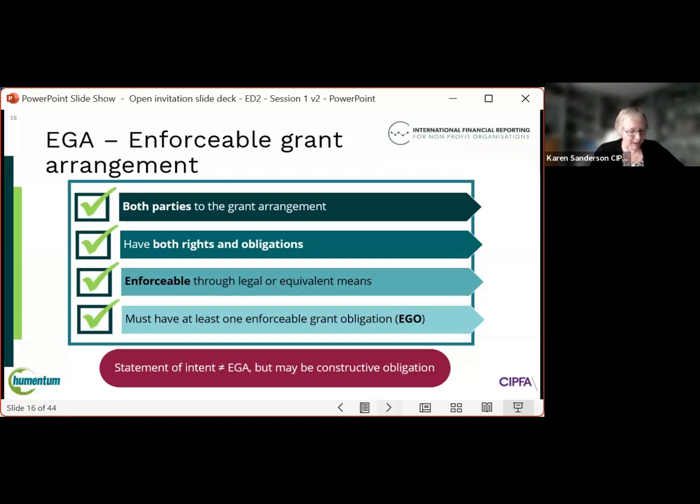And I'm going to talk a bit first about enforceable grant arrangements and just recap on the principles that are there. So an enforceable grant arrangement requires that both parties to the grant arrangements have both rights and obligations. So it's not a one-way thing, it's a two-way thing. And really importantly as well, that it's enforceable by both parties through legal or equivalent means. And I'll come back to that. And the other important thing about an enforceable grant arrangement is that it must have at least one enforceable grant obligation. So we'll move on to the next slide, please.